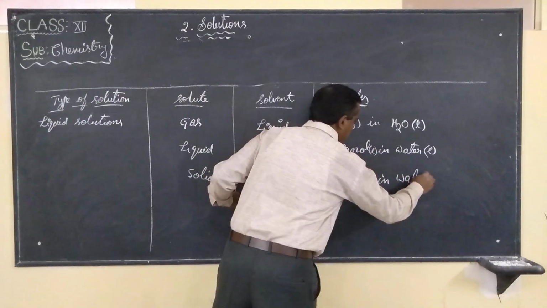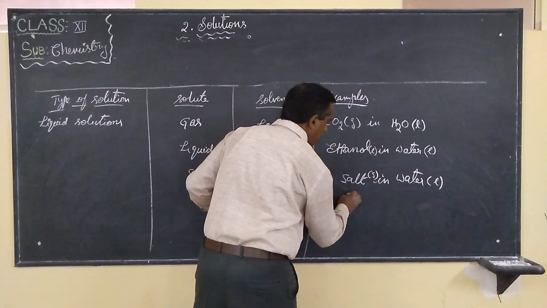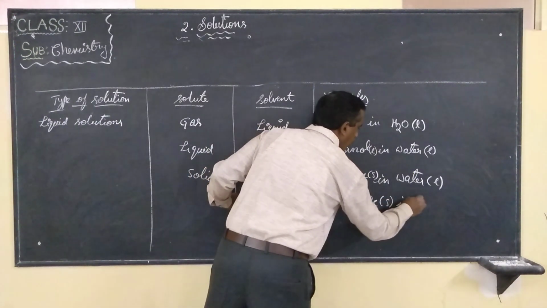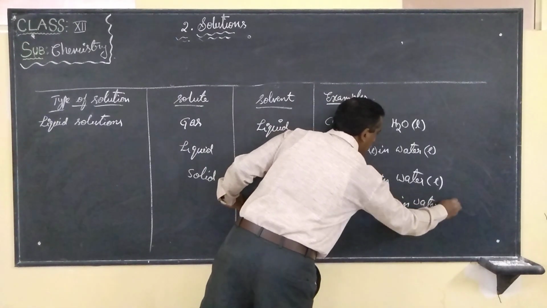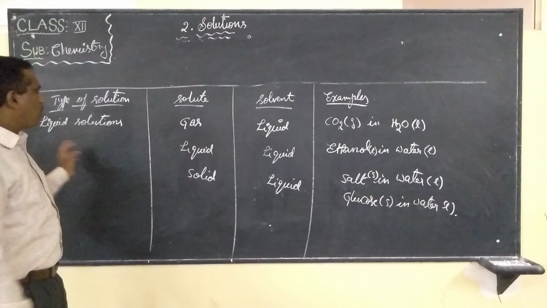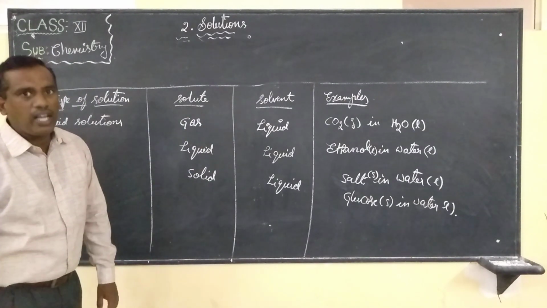We can write many examples: salt in water, or glucose in water. Glucose in water. So these are called liquid solutions, based upon the state of the solvent.